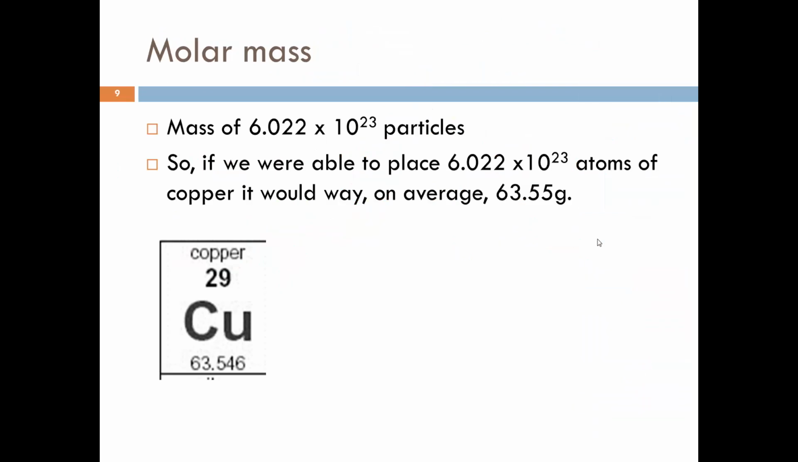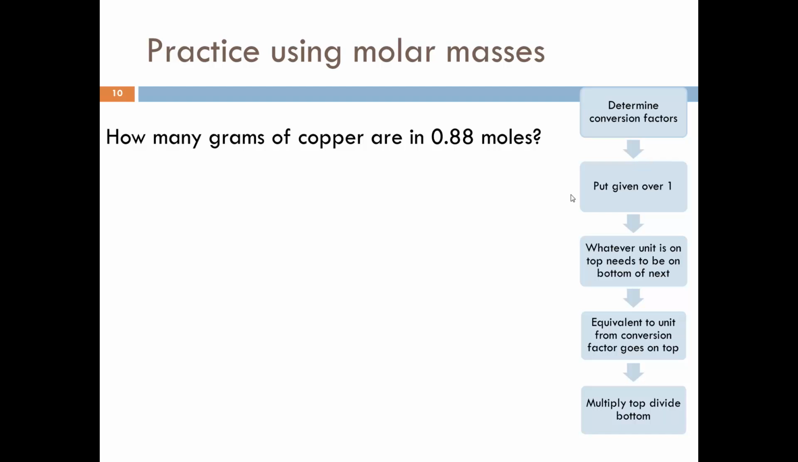So the molar mass, that number on the bottom, is the mass of 6.022 times 10 to the 23rd particles. So for example, if we're looking at copper, that's 63.546. On average, if we counted up all the copper atoms, it would equal 63.55 grams. And then we can turn around and use this in a conversion factor.